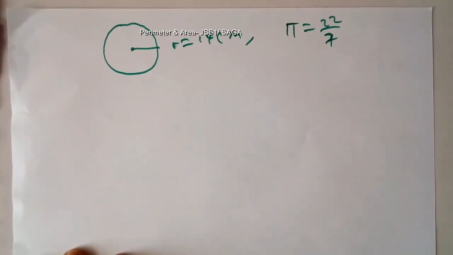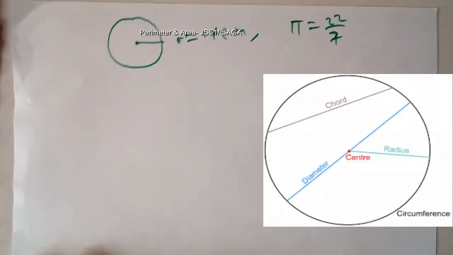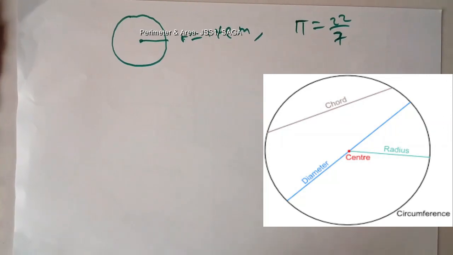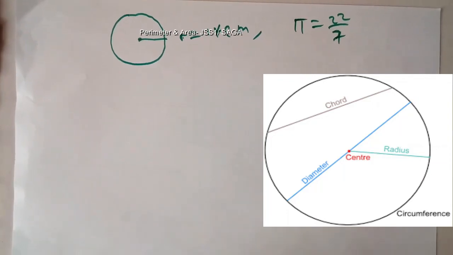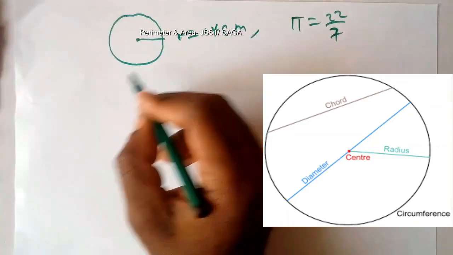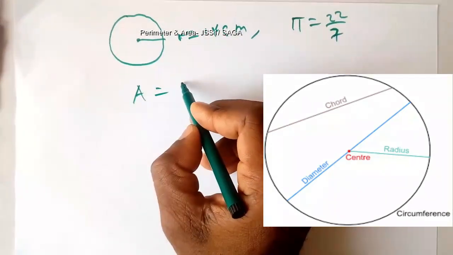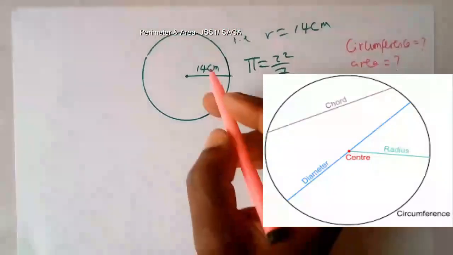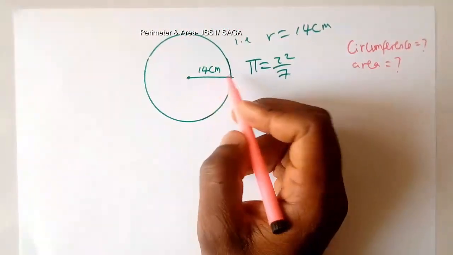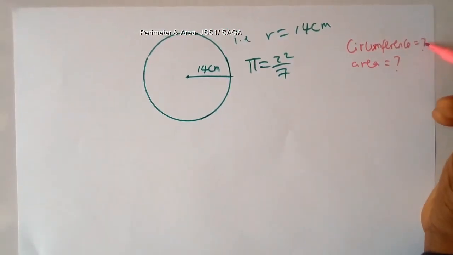Remember, the perimeter of a circle is called the circumference. The perimeter of a circle is special. It is calculated in a special way, and it also has a special name, which is circumference. The area of a circle with a radius of 14 is pi r square. So let us look at the circumference and area of this circle with radius 14 centimeter.